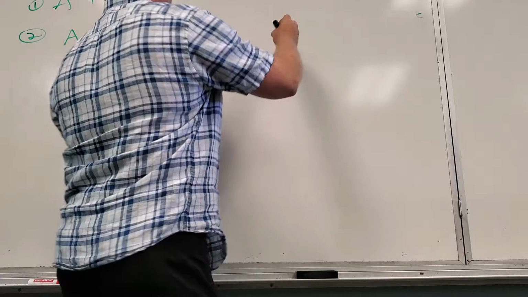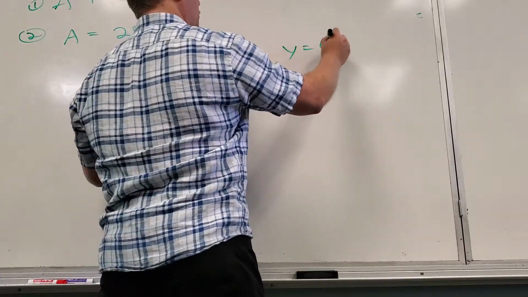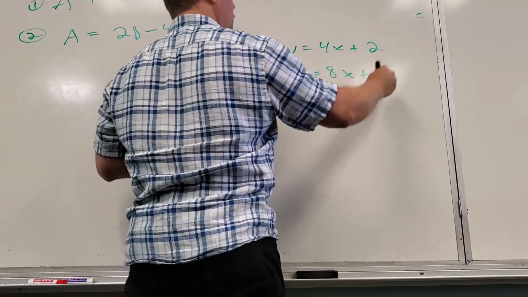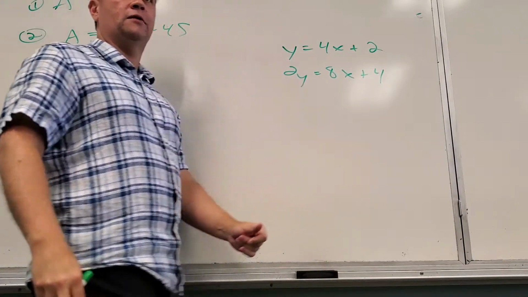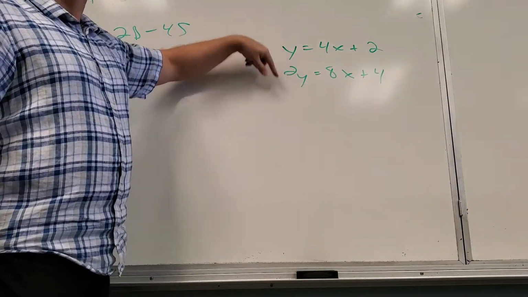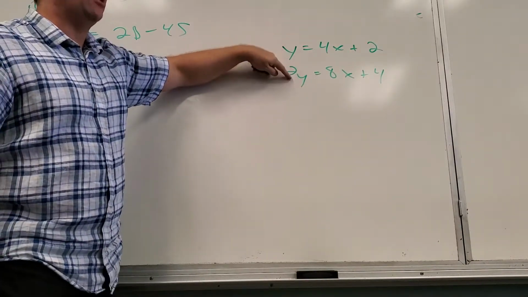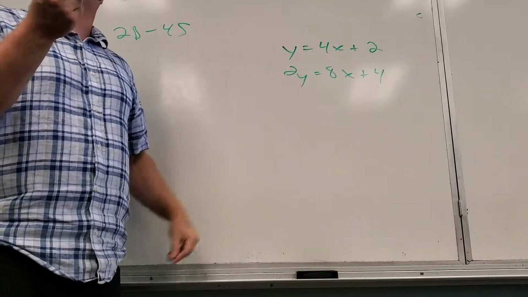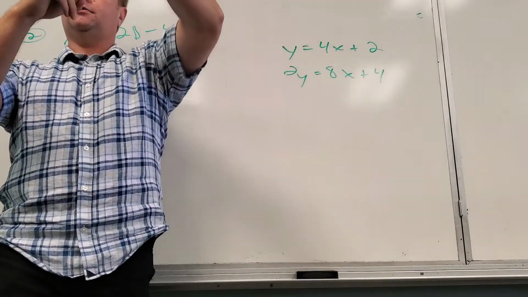Real quick, the reason it's called dependent: if I had y equals 4x plus 2, and I had 2y equals 8x plus 4, are those the same line? Yeah. Isn't that one just twice that one? So doesn't that one depend on that one? Because it's twice that one. That's why we call it dependent if it's really the same line.